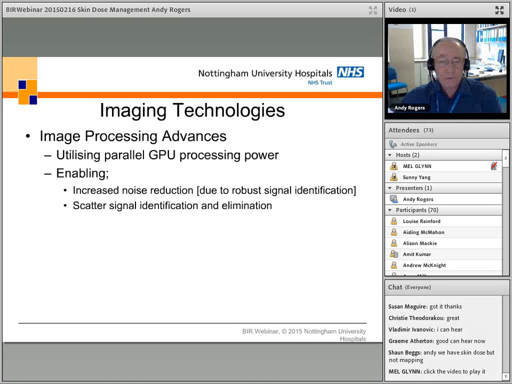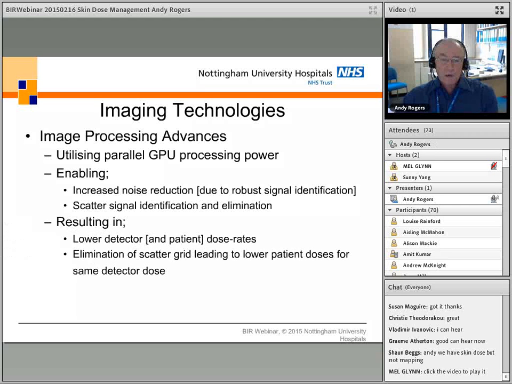So what we see from that is increased noise reduction, because we can identify the signal better and then massively reduce the noise, but not the signal. We've also got elements of scatter identification and elimination. So what we see from that is lower detector dose rates, and in some cases, not necessarily yet in interventional radiology, the elimination of scatter grids, which then also lowers the patient dose for the same detector dose. So these are the thrusts.